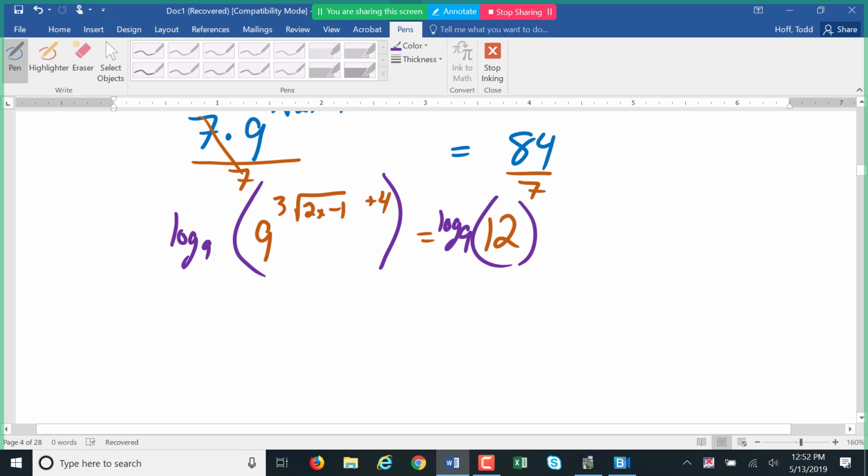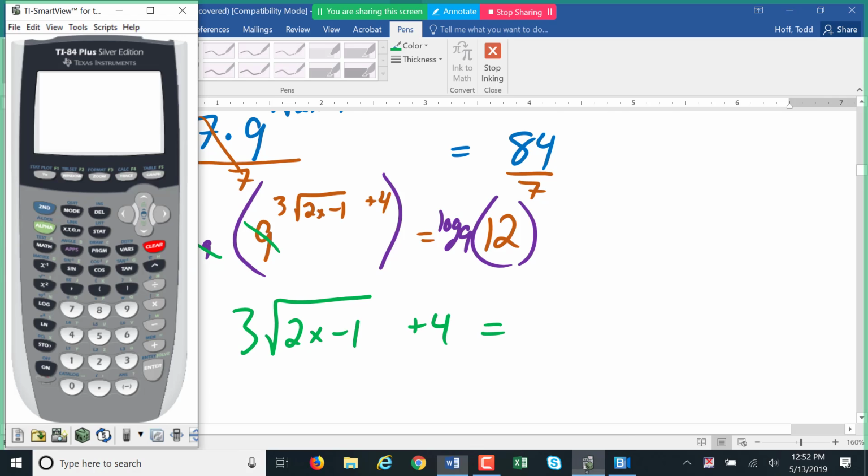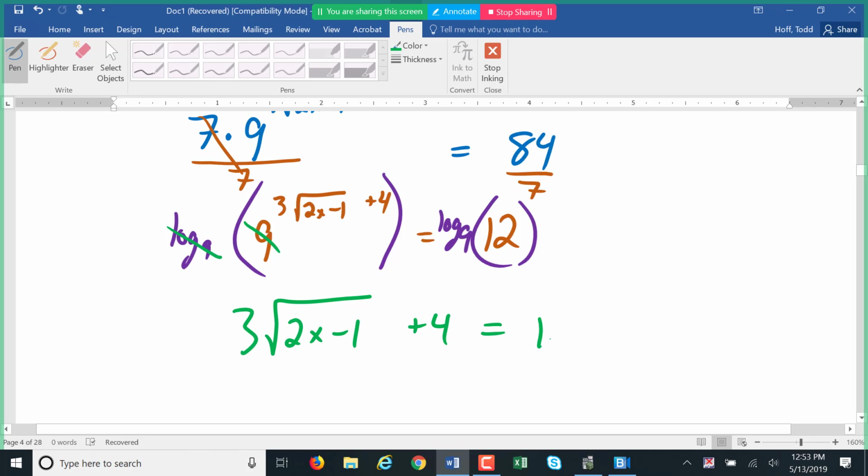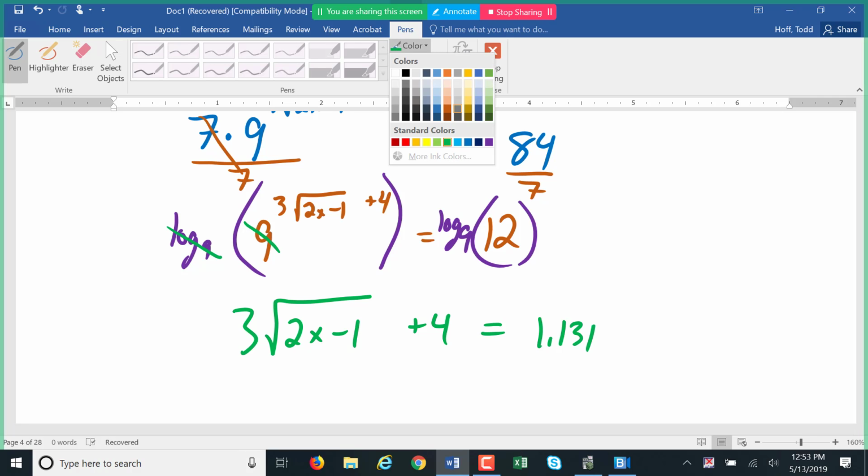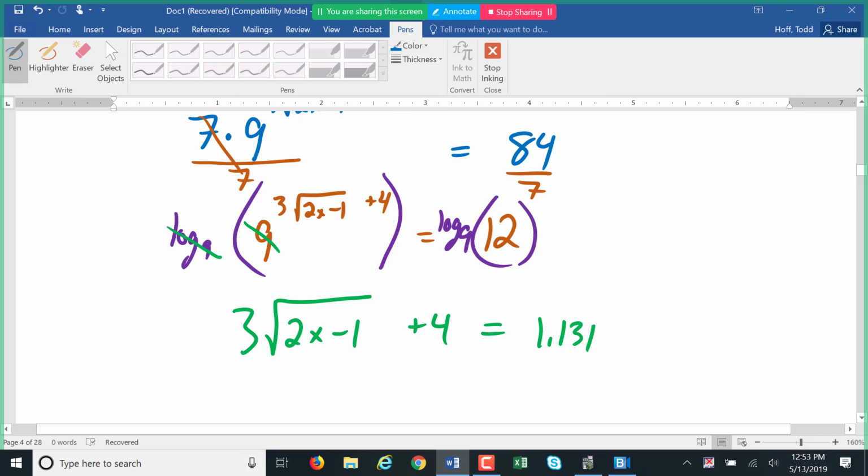So again, on the left side, the log base 9 and the base of 9 in the exponent cancel out. We've got 3 times the square root of 2x minus 1, all plus 4. On the right side, we do log of 12 divided by log of 9, which is 1.131. Now what?